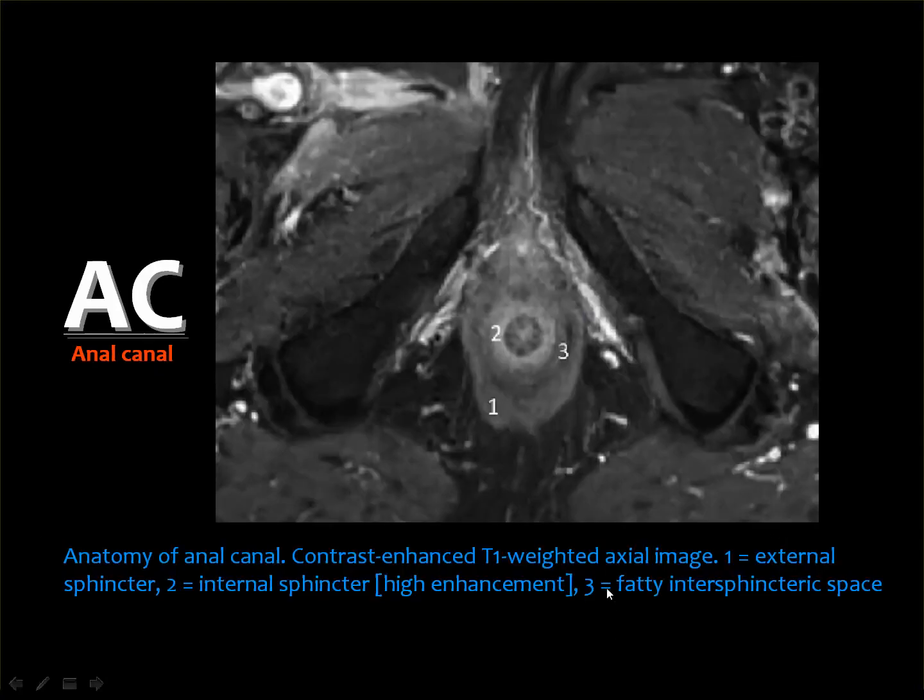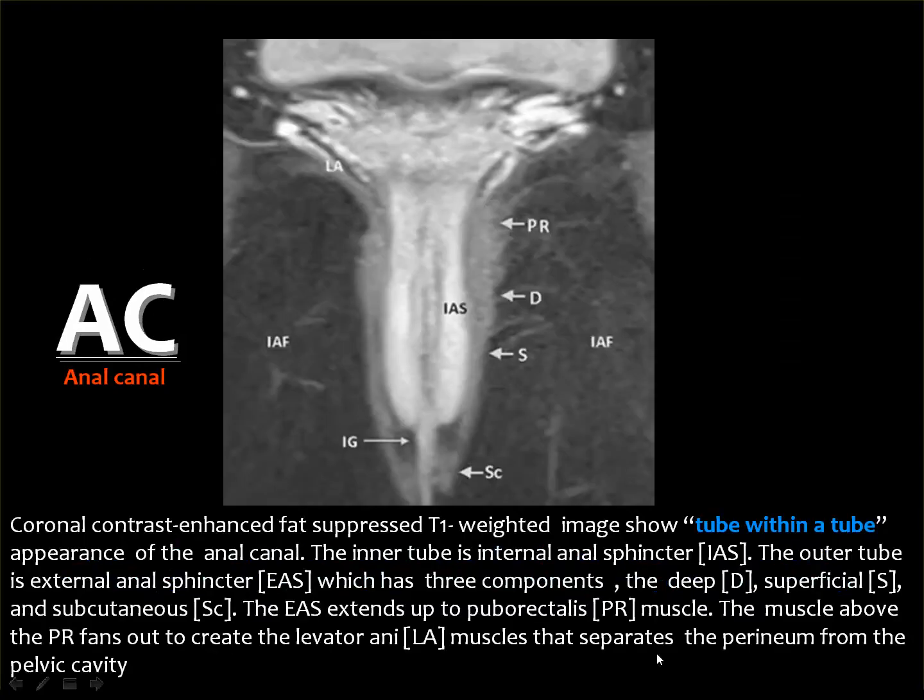And this is the appearance in the axial image. In the axial image, you see the anal canal, and this is the internal anal sphincter, which is slightly of bright signal, and it also shows evident contrast enhancement if you inject contrast like in this image. Then you see the external anal sphincter, and the low signal band between both sphincters represents the intersphincteric fat.